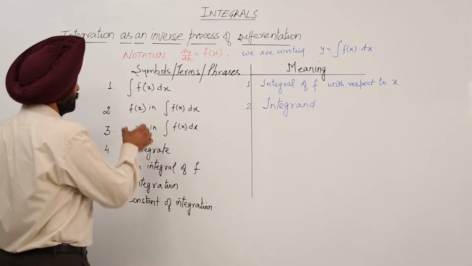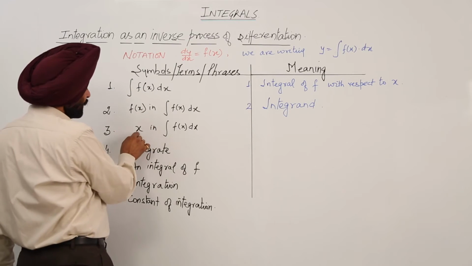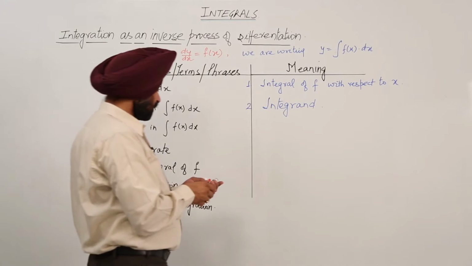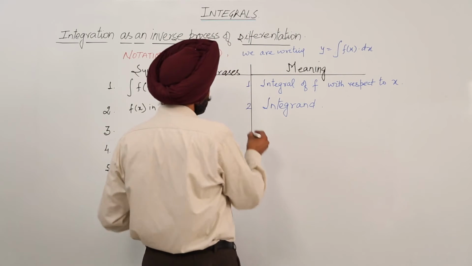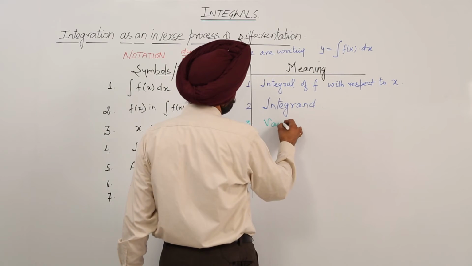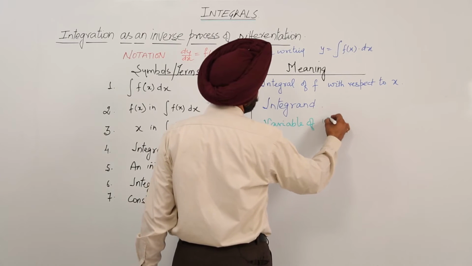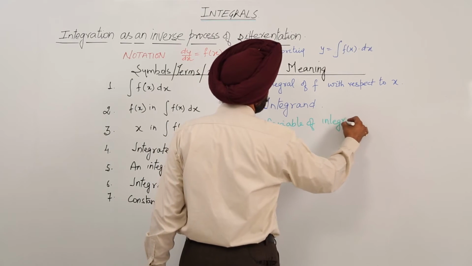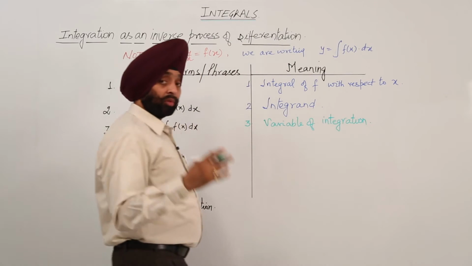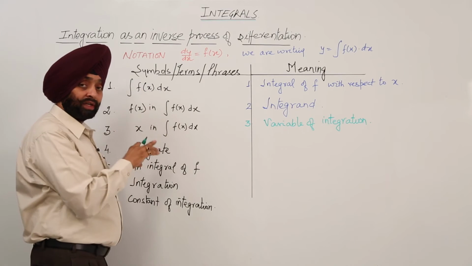Now we have written the whole term, and f(x) is the integrand. Now what is x in this term? What is x called? x is a variable. For number 3 we have the variable of integration. Remember one thing: if we are having x here, then here it will be dx.